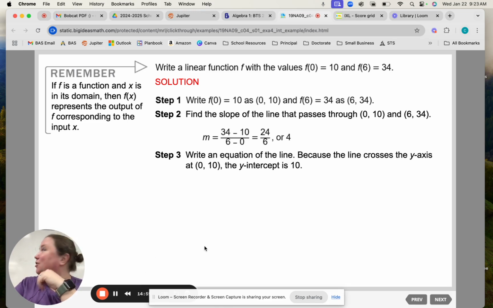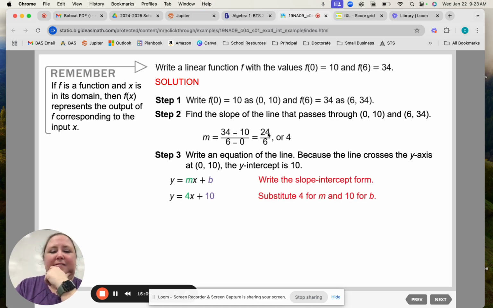All right, so did we know what the y-intercept is? Yes. Why do we know? Because there's a 0 in x. So what's our y-intercept? 10. Excellent. Can we write our equation? Yep. y equals 4x plus 10. Now to write it in function form, all we do is replace the y with a different label, which is f of x. So f of x equals 4x plus 10.